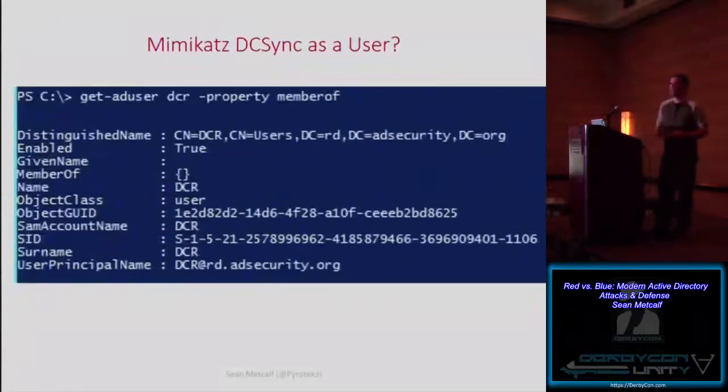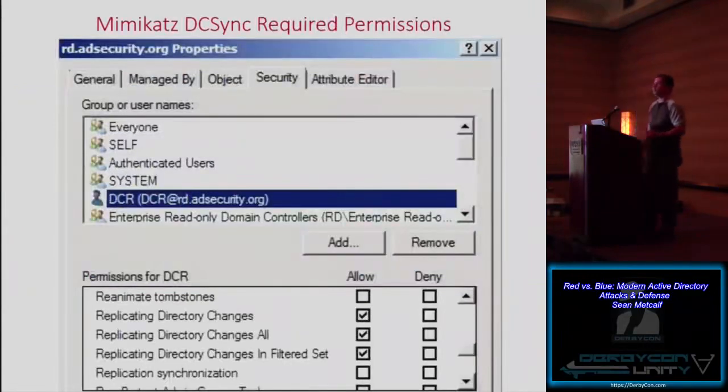So I was wondering, how could I run DC sync as a user? If I had domain admin rights for 5 minutes, how could I persist and give myself access to it? So I figured this out. At the root of the domain, you set the permissions for a regular user account to Replicating Directory Changes All, Replicating Directory Changes, and Replicating Directory Changes In Filtered Set.